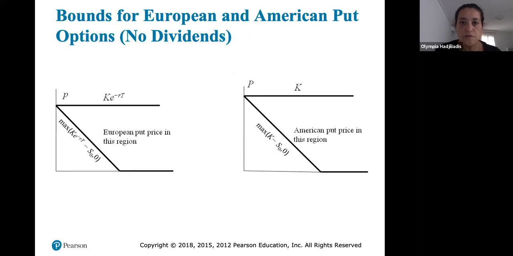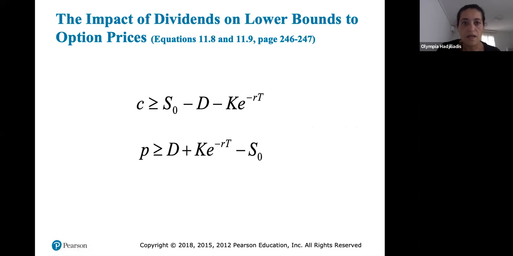So bounds for European and American put options with no dividends, which is what we just saw: the European put prices are in this region, the max of K e to the minus RT minus S0, with respect to S0, and it's between K e to the minus RT and that line over here. For the American put, prices are in this region, which is max of K minus S0 and K, also with respect to S0. And so the impact of dividends on lower bounds, so let's see.